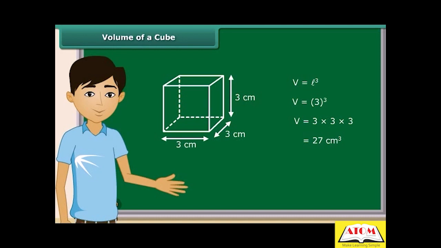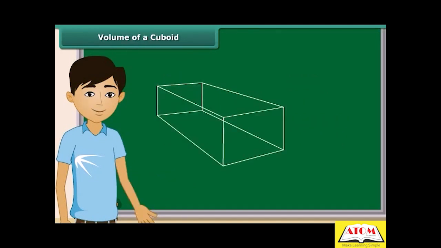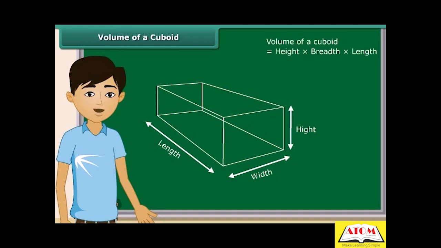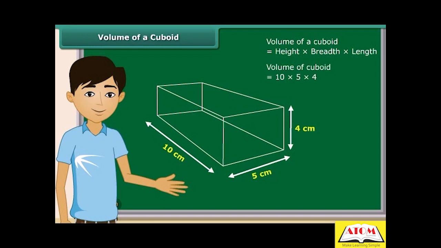Look at this cuboid. We know it's a three-dimensional shape having dimensions length, breadth, and height. It's very simple and easy to calculate the volume of a cuboid. Just multiply height, breadth, and length of the cuboid and you will get the volume. Let us work out the volume of this cuboid. The three dimensions are given to us. Calculating volume of this cuboid is fairly easy. Just multiply all the three numbers. So the volume of this cuboid is 200 centimeters cubed.